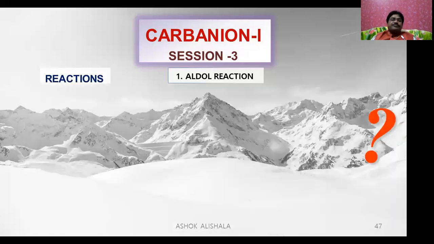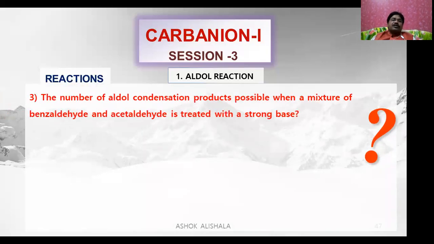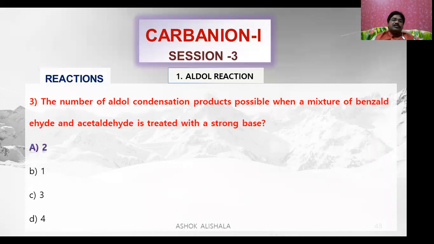Let us see one more question. The number of aldol condensation products possible when a mixture of benzaldehyde and acetaldehyde is treated with a strong base, not mild. You remember, it is a strong base. Can you guess? 2, 1, 3, 4. The answer is 2. Because it is a strong base, you remember it is a strong base.